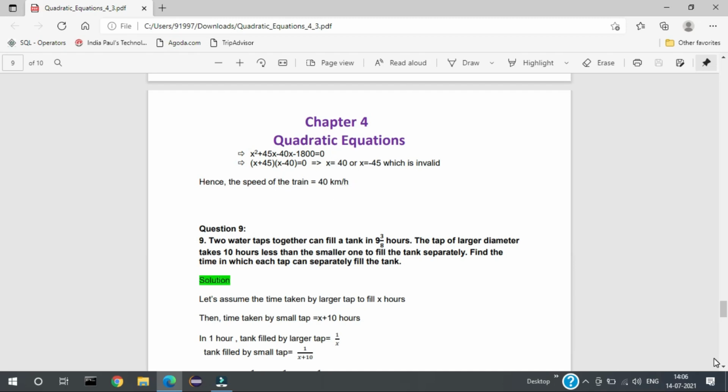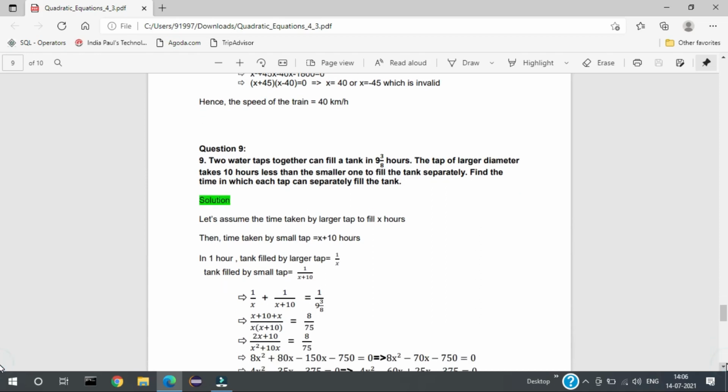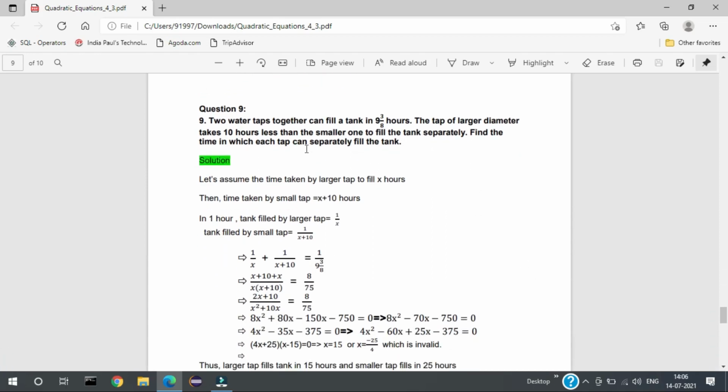Next, coming to the ninth question. Two water taps together can fill a tank in 9 3 by 8 hours. The tap of larger diameter takes 10 hours less than the smaller one to fill the tank separately. Find the time in which each tap can separately fill the tank. Coming to the solution. Let's assume the time taken by the larger tap to fill is x hours. Then time taken by the small tap equals x plus 10 hours.